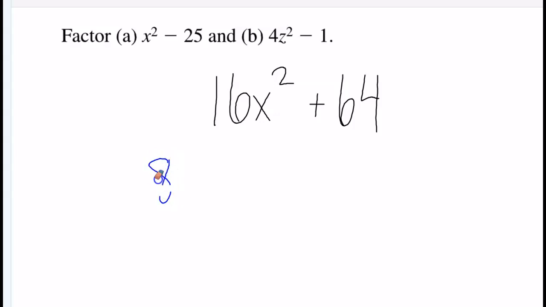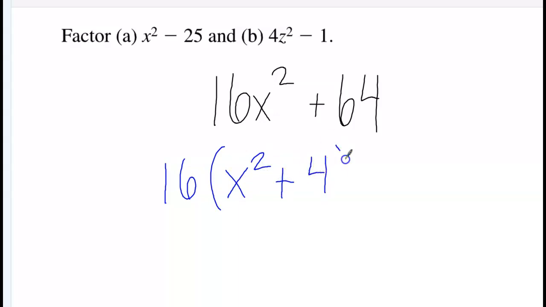I just wrote it wrong. 16 divided by 8 is 2. So 16 is the greatest common factor between the two, right? Yes. So if I pull out 16, what would be left? X squared plus 4, because if I divide 64 by 16, I would get 4. But now, is there anything more I can do? No. So that's your answer.